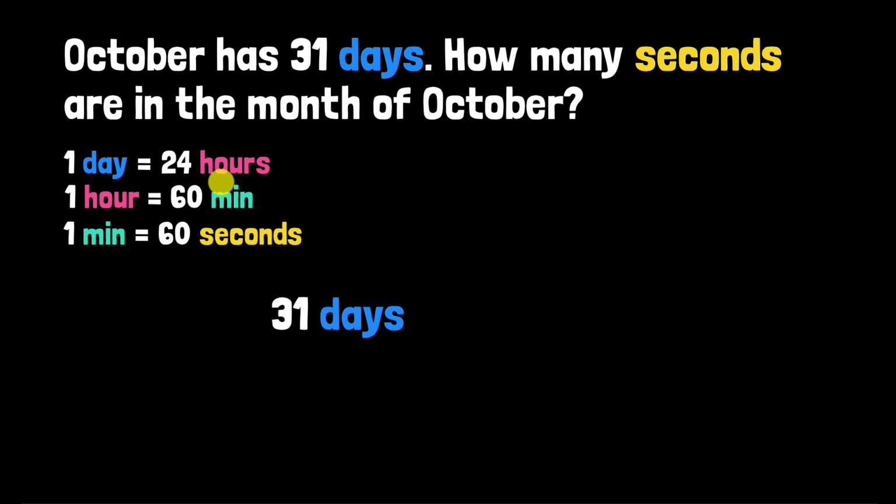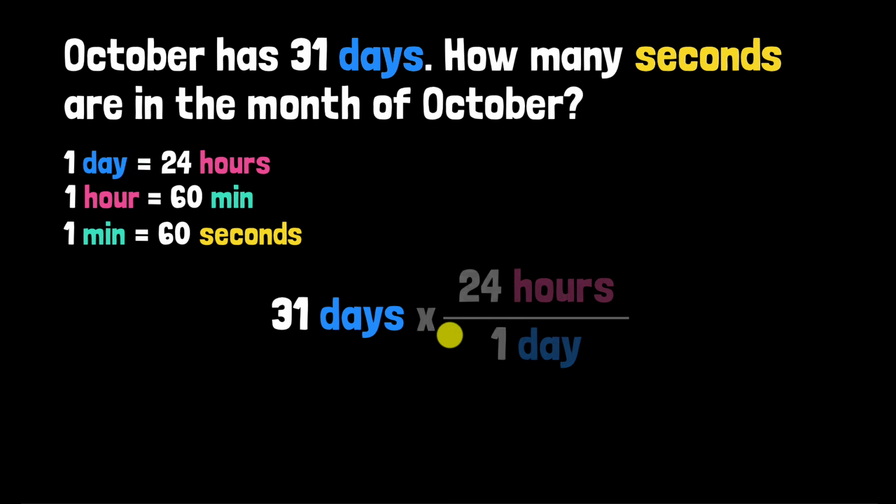Now I'm going to use this conversion factor to go from days to hours. I have to multiply this with a conversion factor from here. And for that conversion factor, I want to get rid of days, so I want days in the denominator. I'm going to write that as 24 hours divided by 1 day. So multiply by 24 hours divided by 1 day, the day cancels out. So I've converted this into hours.